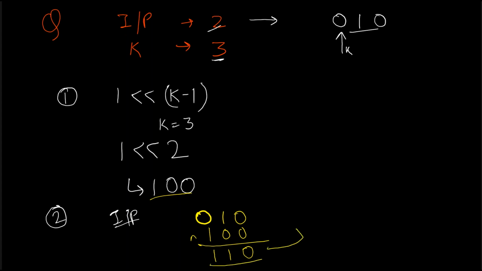So the result is 1, 1, 0, which is 6. And my aim was to toggle k is equal to 3, that means this 0 into 1. So this is how we will toggle the particular digit so as to get the output.